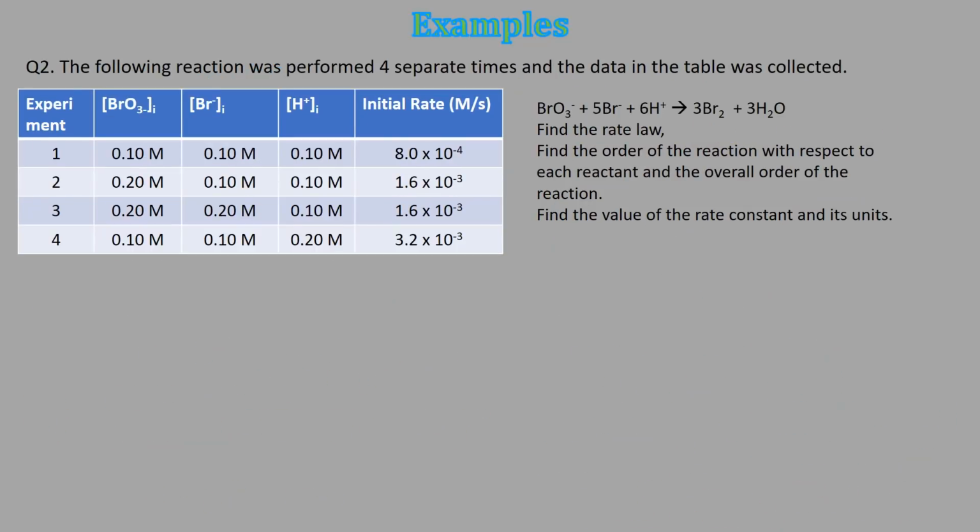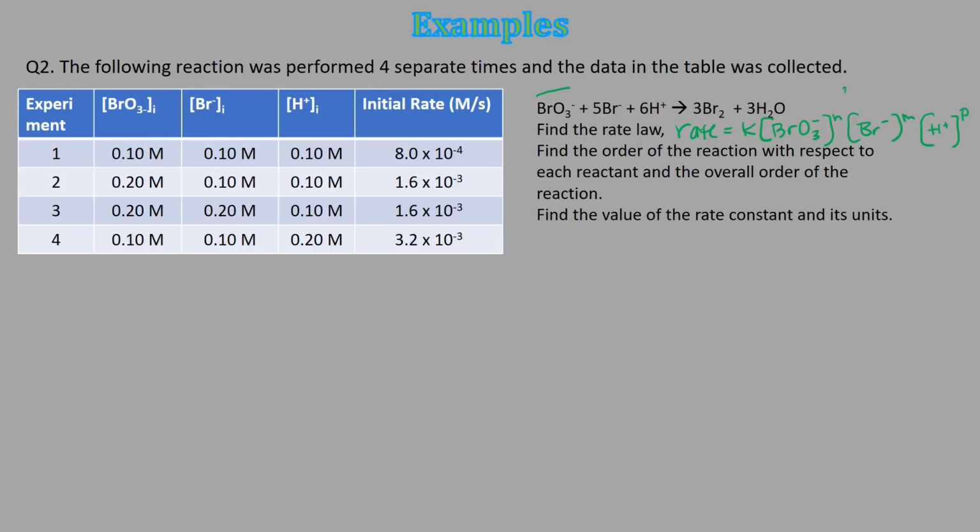The following reaction was performed 4 separate times and the data in the table was collected. So first we want to find the rate law. Before I do this, I should probably write rate is going to be equal to K, and I've got bromate raised to the N, bromide raised to the M, and hydrogen ion raised to the P.